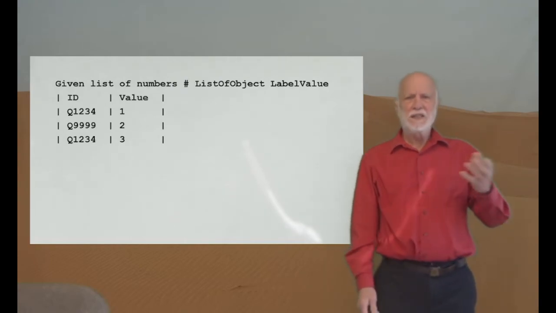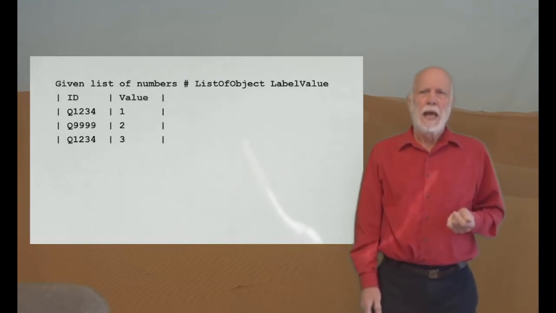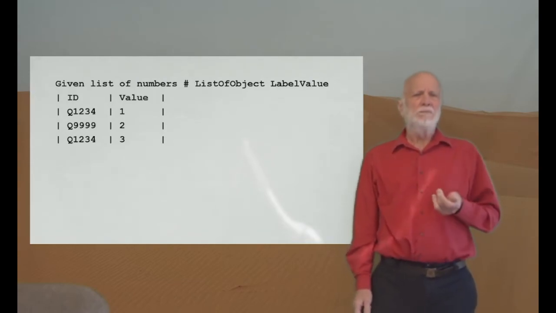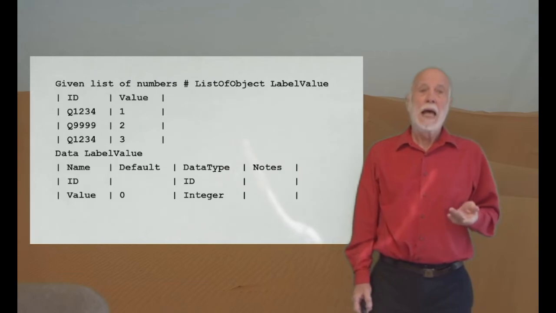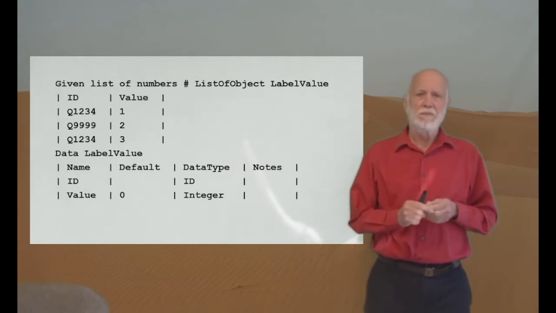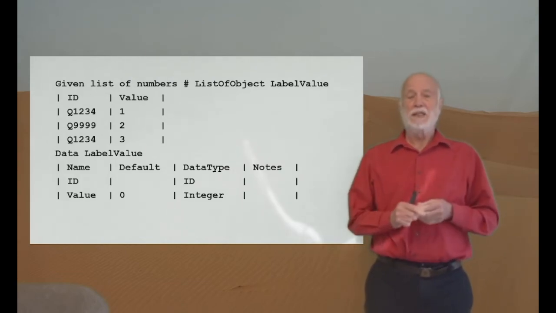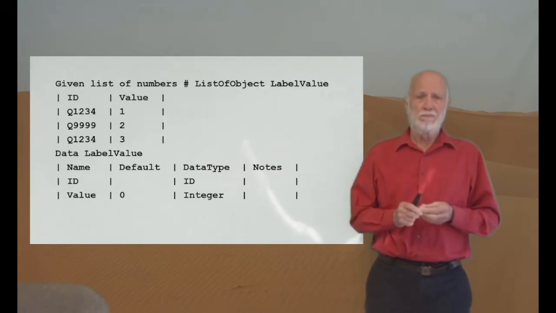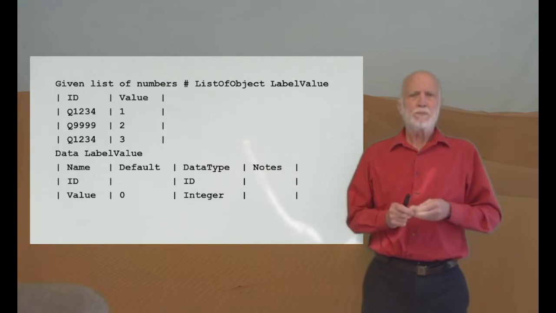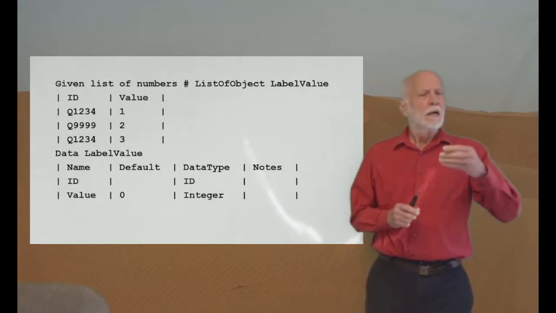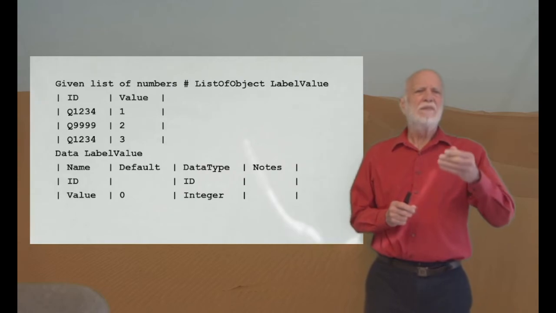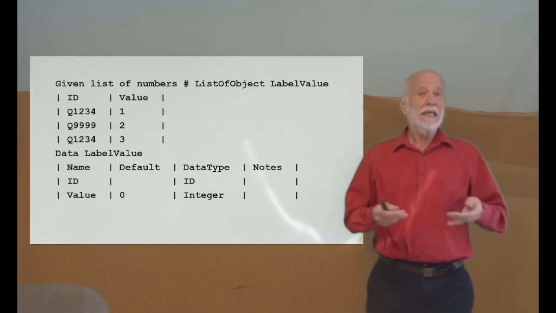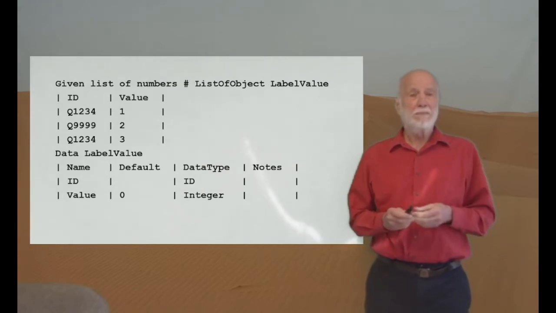So here is a list of numbers. And we'll see it's the label value type. The first column is an ID. And as we see from our data statement, that ID actually is of the data type ID that we just validated before. So with this data statement, if that incorrect entry for ID is in that table, then an exception will be thrown.